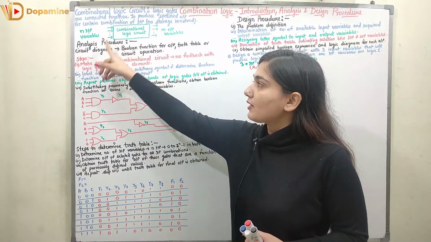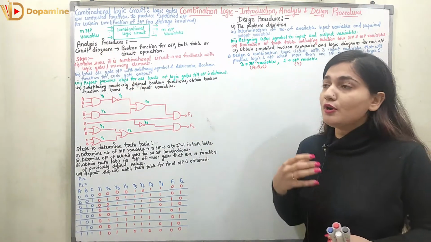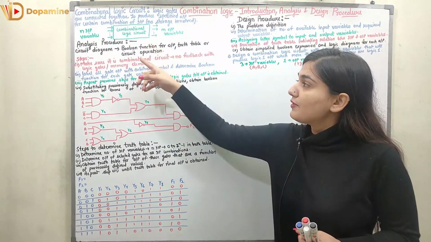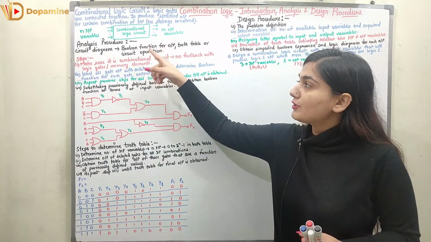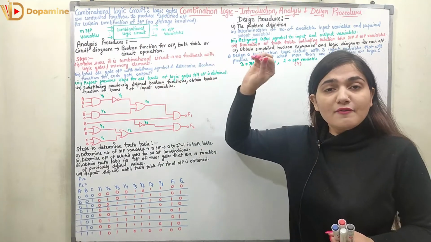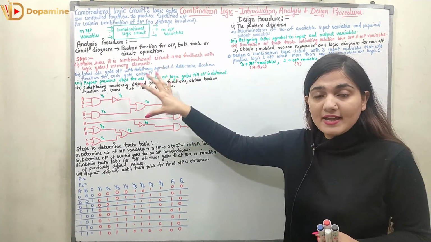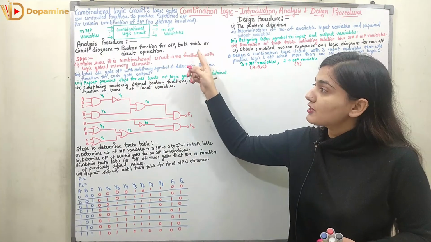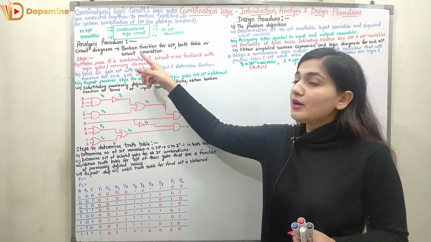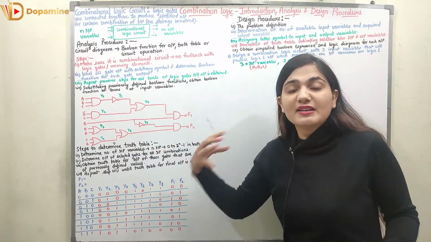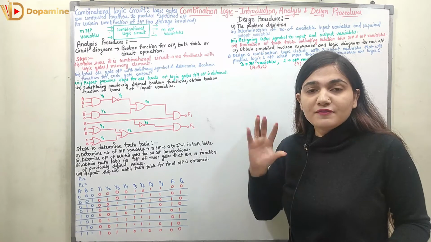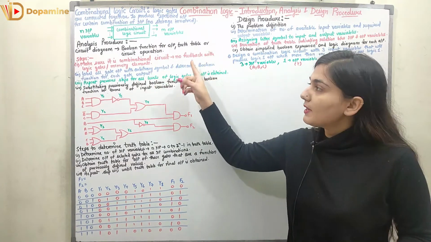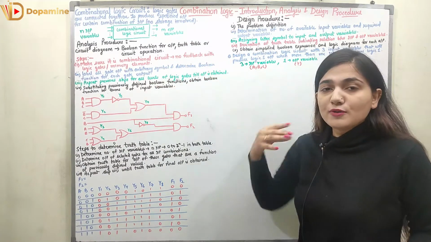So now first of all, coming to the analysis procedure. In the analysis procedure we will be having a circuit diagram, and we have to find out the Boolean function for the output. With the help of the circuit diagram, we will define the Boolean function for the output. We will find out the truth table or the operation of the circuit. What is the given circuit doing? If the circuit is given, we will see what is its function, what is its truth table and at last the operation. So we have various steps.